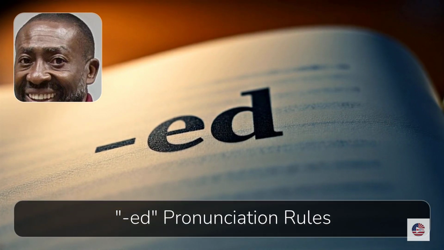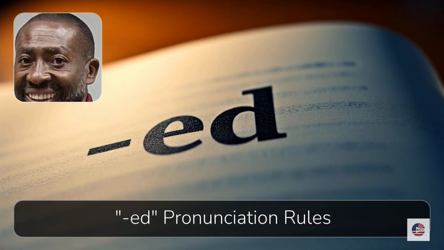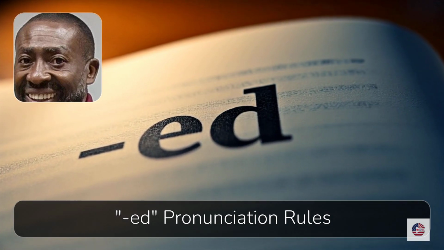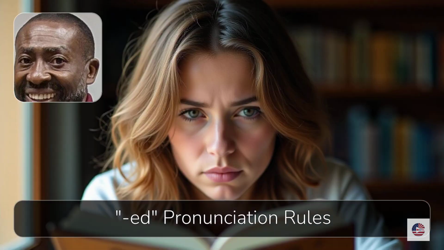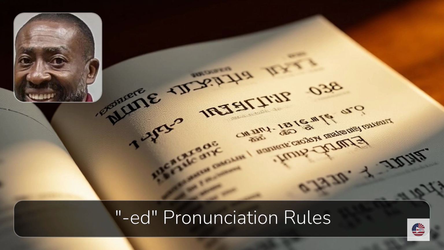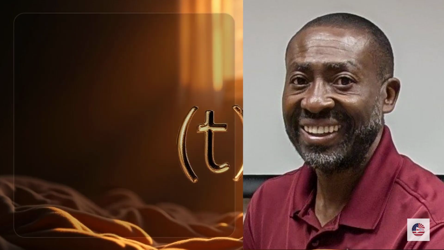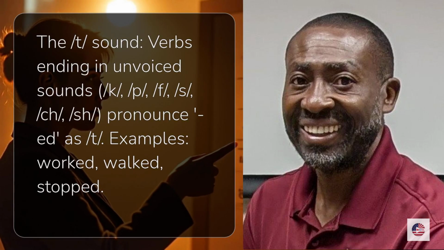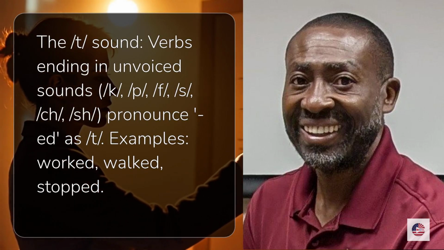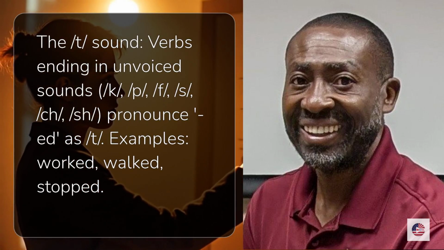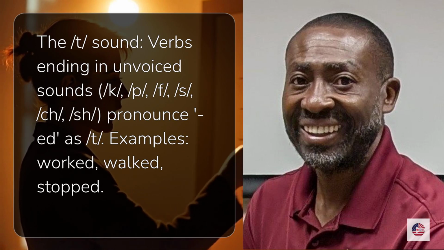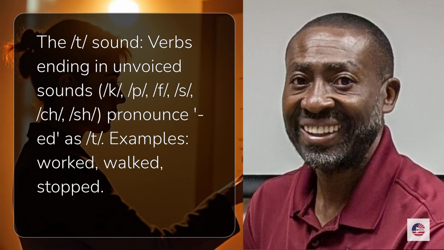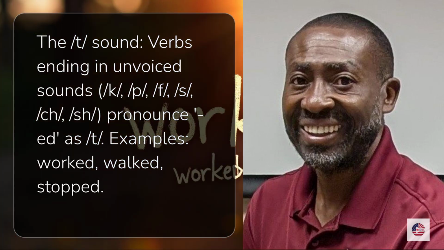The ed ending can be pronounced in three different ways, and this is a common point of confusion for English learners. Don't worry, there are clear rules. The pronunciation depends on the last sound of the base verb. First, the T sound. If the base verb ends with an unvoiced sound like K, P, F, S, GH, or SH, the ed sounds like T. For example, work ends in K, so worked sounds like worked. Other examples include walked and stopped.